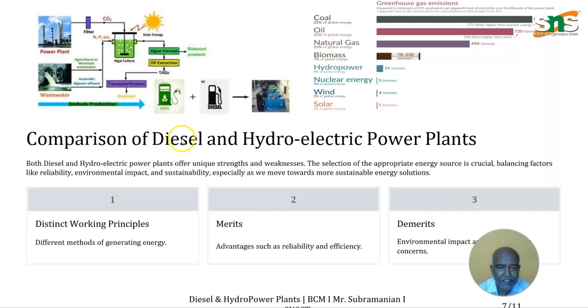When you compare the diesel engine with the hydraulic power plant, they have different working principles and methods of generating electricity. The merits are advantages such as reliability and efficiency, and the demerits are the environmental impact. Hydraulic power is a renewable source of energy, whereas the diesel engine is not, and in hydraulic power the water can be utilized further. In the diesel engine, after the diesel has been used to generate electricity, it is left as smoke.